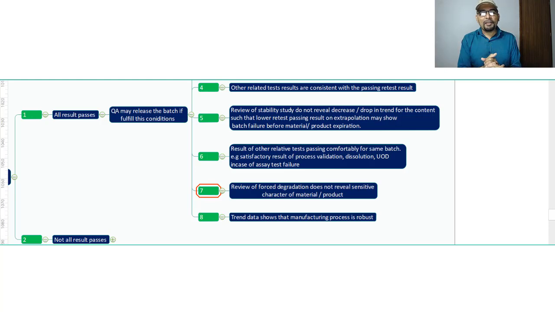Trend data shows that the manufacturing process is robust. So evaluate your entire validation, all past data for this particular product, for all the batches if possible. If not, at least three past batches, and then understand what the trend talks about. Whether you have any history in which this particular test has gone out of the spec or out of the trend. And if the trend is perfectly all right, then you have every possibility to release the batch into the market, provided all additional testing results are meeting the spec.